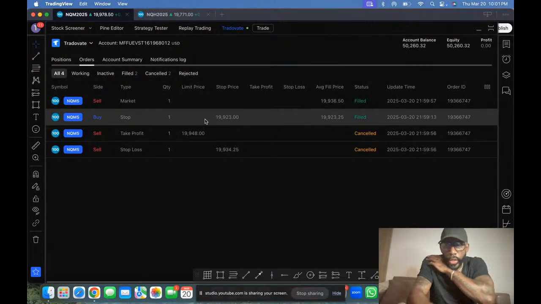I was in the trade. If you look at this, I did a buy. So buy is for it to go up, if you guys are new to trading. Sell means I'm trying to get it to go down. But I took a buy, okay? And it got filled at my local time, 9:59:13. That's when I got triggered into the trade.